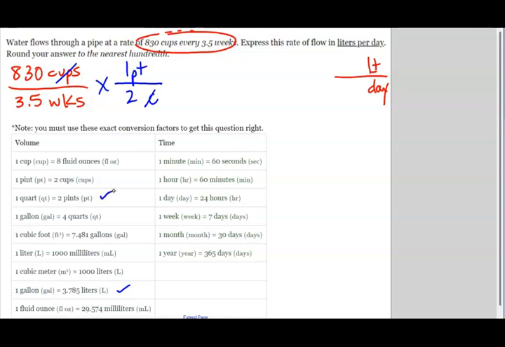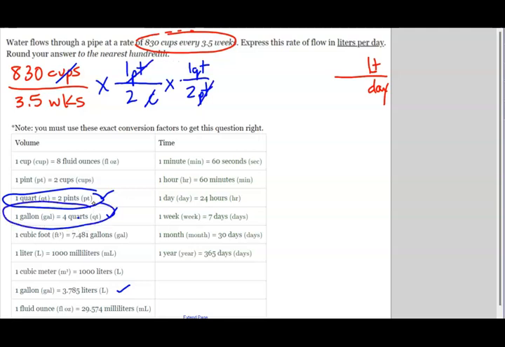So pints can go to quarts, and then quarts can go to gallons, right? Pints to quarts, quarts to gallons. So there we have it. So first I'm going to use this one. 1 quart is 2 pints. And there we have our pints crossing off.